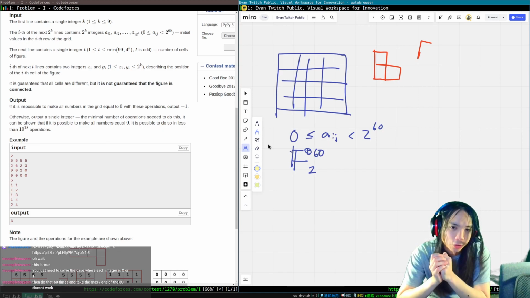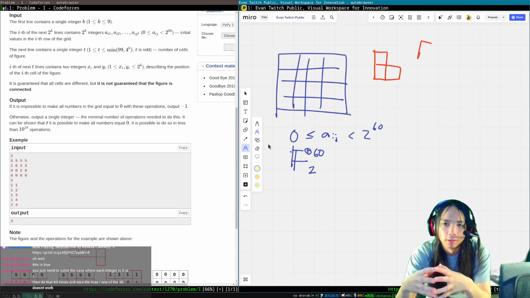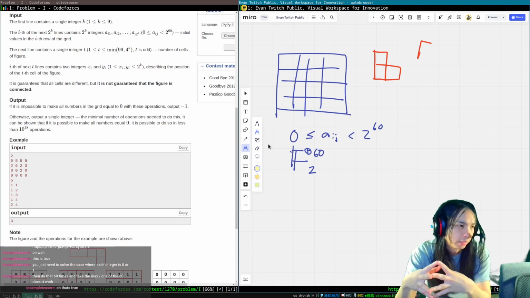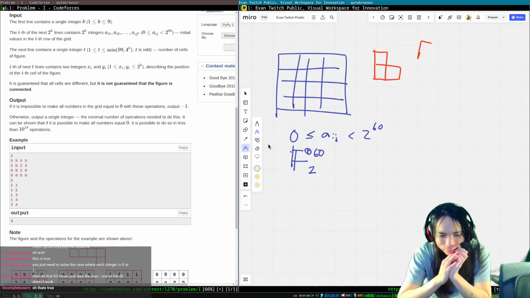What am I trying to say? If you're only interested in whether or not it's possible to do it at all, you can treat the 60 coordinates independently, because all you do is commit to only XORing by powers of 2. But if you're interested in the minimum number of operations, then, well, I feel like this is going to be some linear algebra stuff.